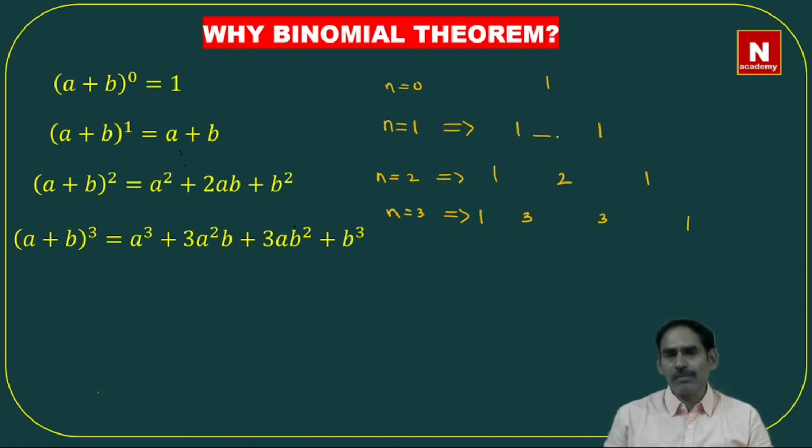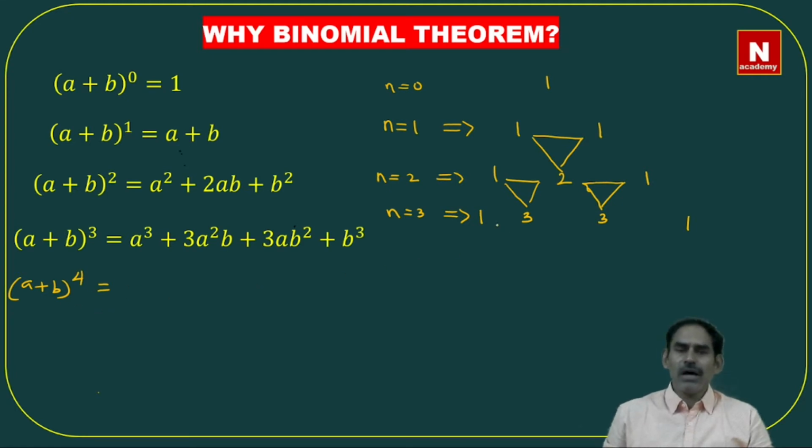If you add 1 plus 1, it will be 2. This is the coefficient of (a plus b) whole square, one of the coefficients. And if you add 1 and 2, this will be 3. 2 plus 1 will be 3. Also, the first and last are always fixed. The first and last coefficients are always 1. So with the help of this triangle, we can write the expansion of (a plus b) whole power 4 also. I want to write the expansion of (a plus b) whole power 4.